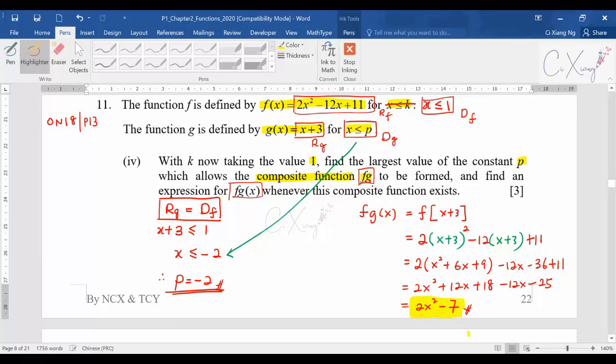Alright, so these are the two examples with something new being introduced in the A-level syllabus. Please make sure that you know how to link the domain and range when you're having a composite function.